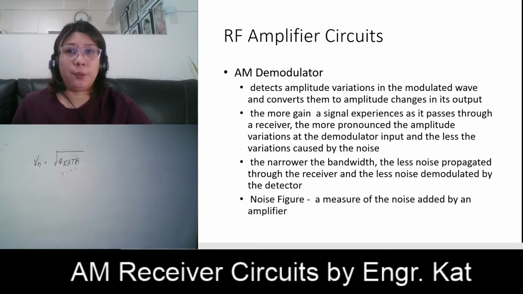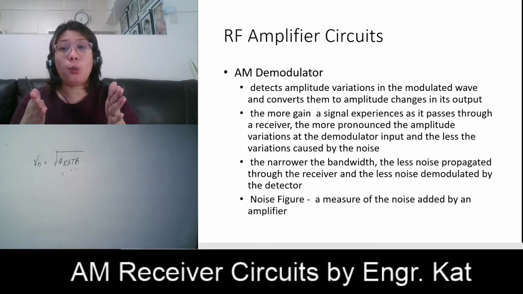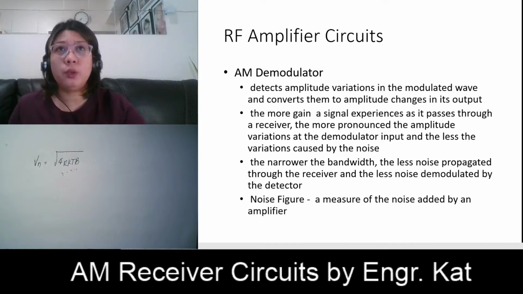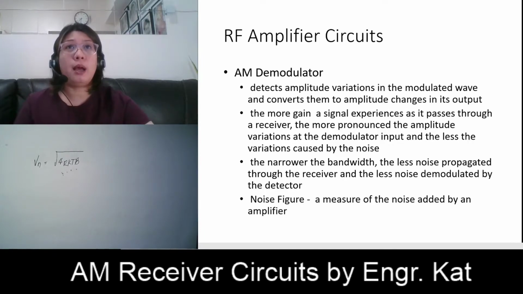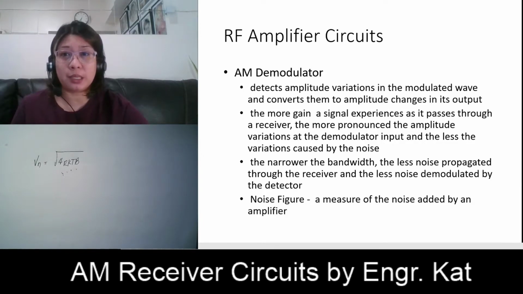How about the bandwidth? We improve the bandwidth by making use of tuned amplifiers and filters with a very narrow bandwidth. How about the equivalent noise resistance? How are we going to improve it? We usually use specially constructed solid state components for the active devices. Instead of using actual resistances or resistors, we make use of active devices.